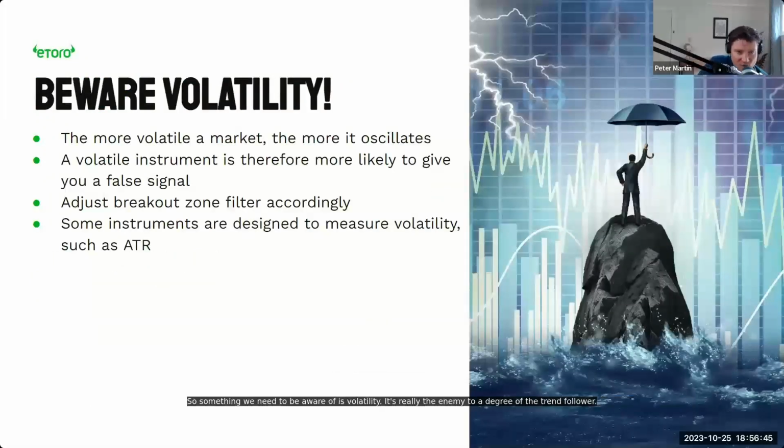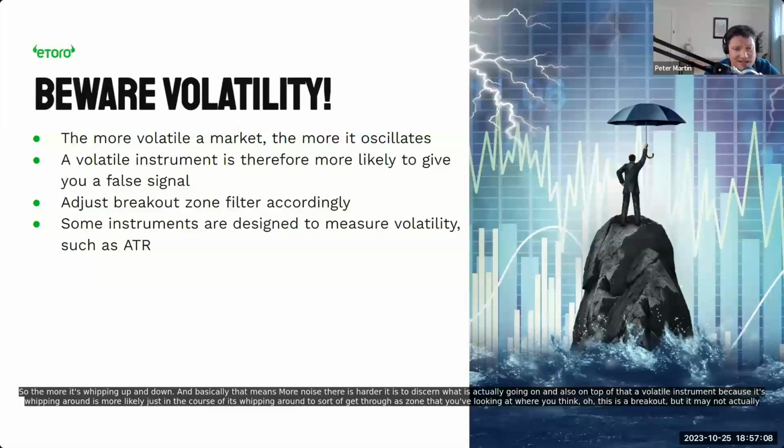So something we need to be aware of is volatility. It's really the enemy to a degree of the trend follower. Volatility can really help you. If you're a range trader and you're trading a volatile market there, then the swings in price can help you. If you're a swing trader, that can help you as well. But if you're a trend following trader, then volatility is difficult.